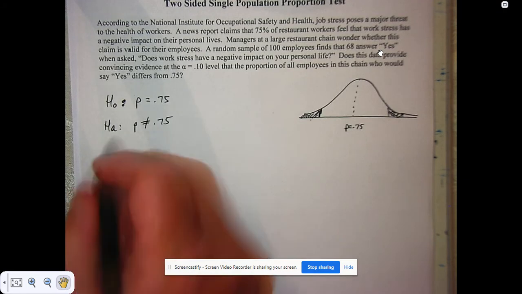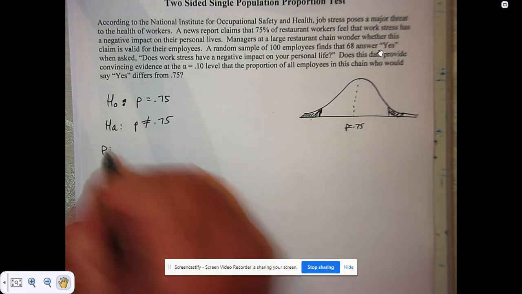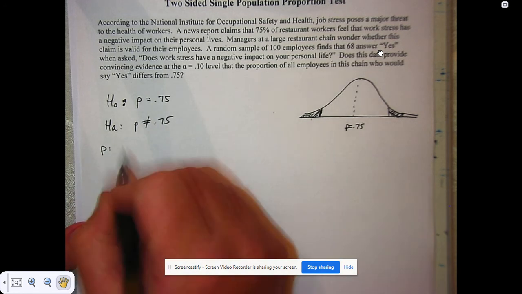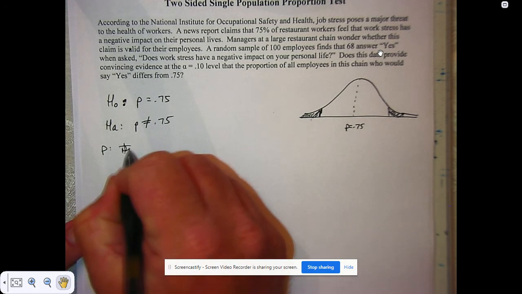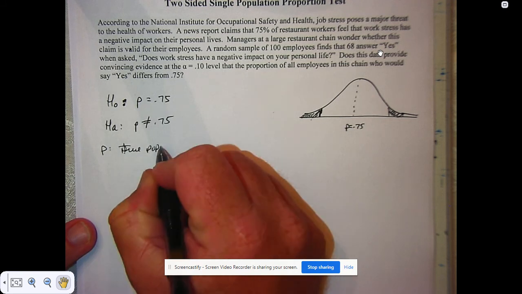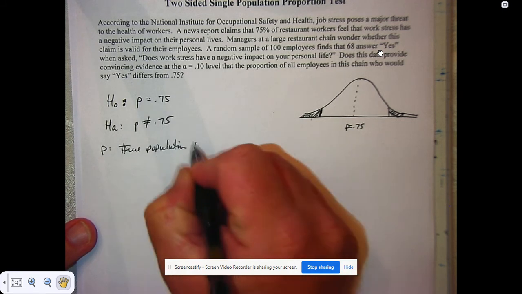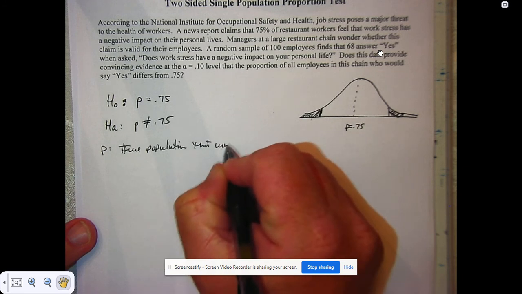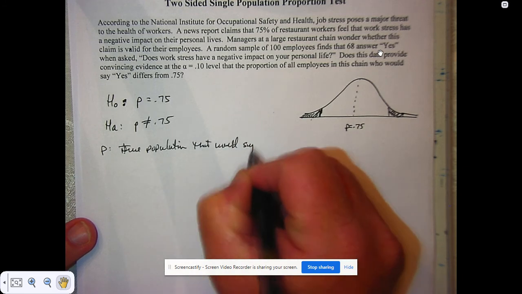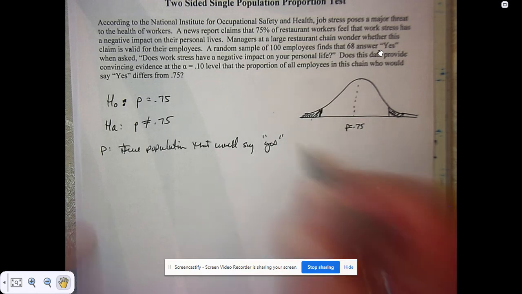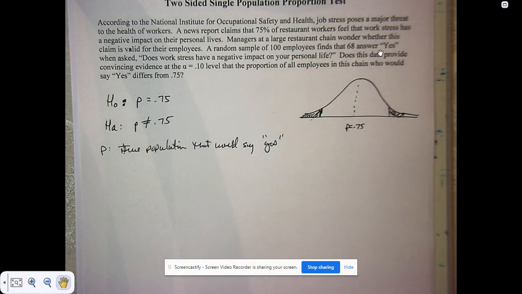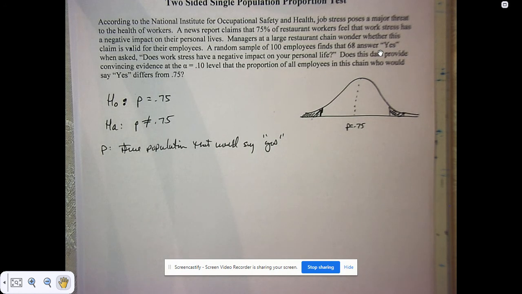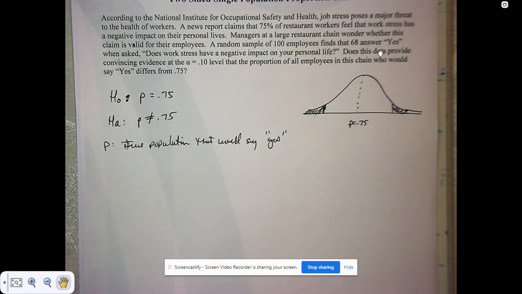Okay. So P is basically the true population proportion that would say yes to the question. Now, don't say in your conclusion that it's the true population that said yes. Say it that would say yes.